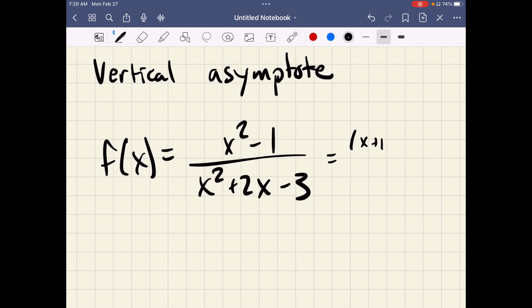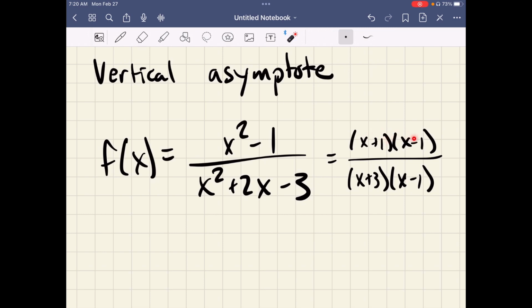And again, I have a difference of 2 squares on the top. So that gives me x plus 1, x minus 1. And then I'm going to factor the denominator into x plus 3, x minus 1. And again, if I use the double distributive property or FOIL, and I multiply all that back out, I get the original function.